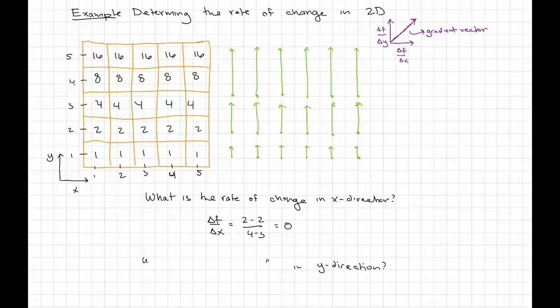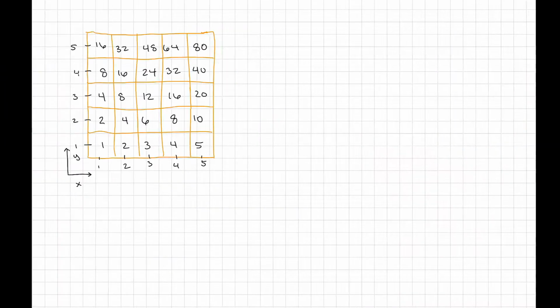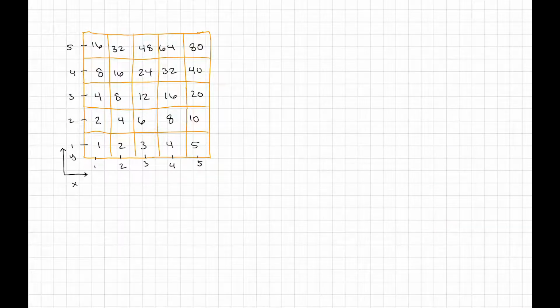All right, we can look at another set of values. Here's a set of values that have a non-zero rate of change in both the x and the y direction. You can challenge yourself and pause the video and see if you can come up with a function that describes how these values are changing in the x and y direction. Of course, your function will be continuous, while the way I've drawn these values, they're discrete. The right function that describes these values is this one.